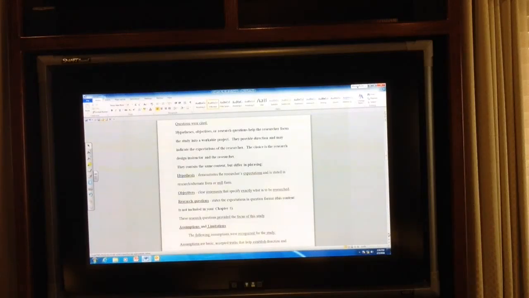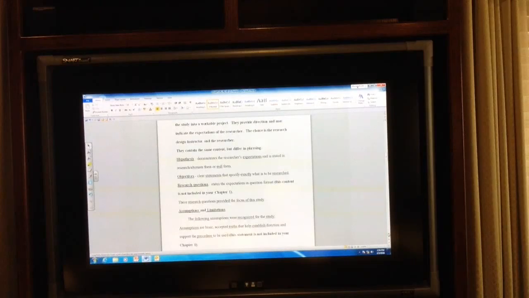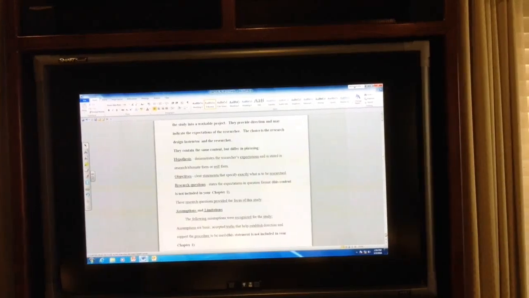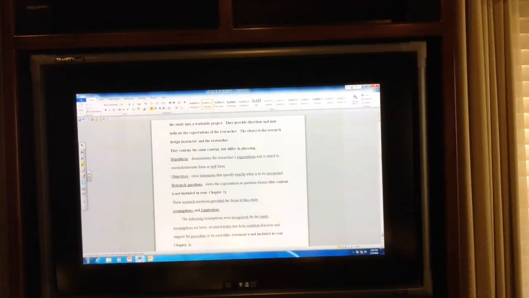The next part of Chapter 1 are some boundaries that we place in the research design. We cannot research the whole world. We cannot determine everything that you could ever possibly want to know about your topic. And so we need to set down some assumptions and some limitations. We will then begin this particular subtitle, and it is a subtitle that you will have, with this statement. The following assumptions were recognized for the study.